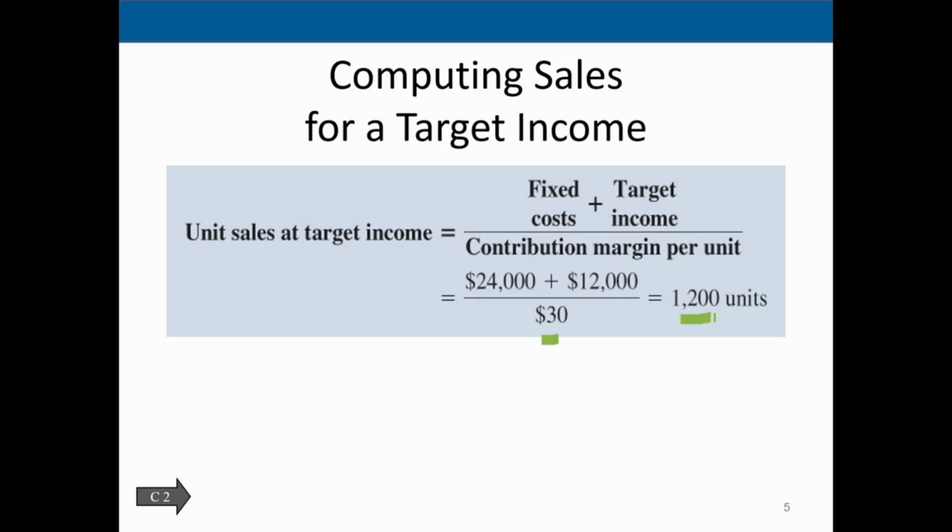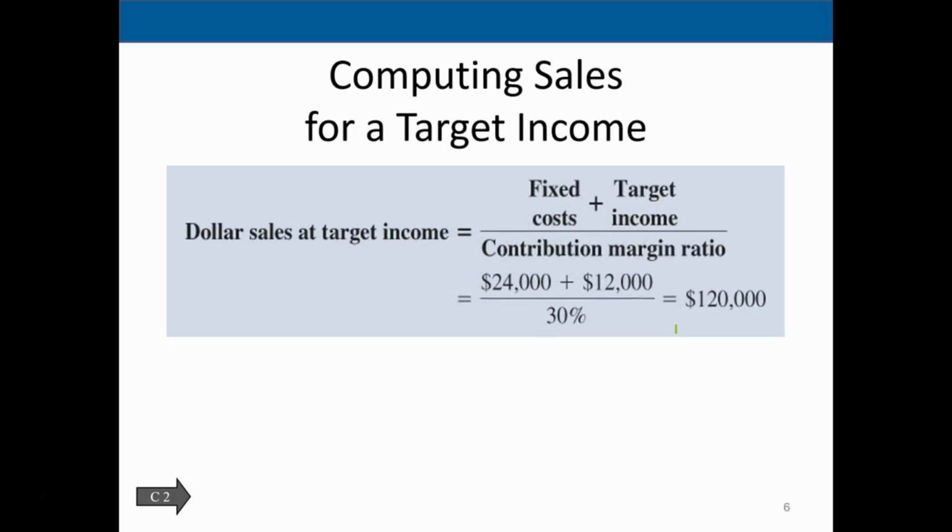Now, if we wanted to convert this 1,200 units that we need to sell in order to clear the fixed costs and cover our target income, we could multiply that 1,200 times the sales price, or we can do a similar type of calculation to get the sales dollars, meaning we'll take the fixed costs plus the target income just as we did before, but we could just divide it by the contribution margin ratio.